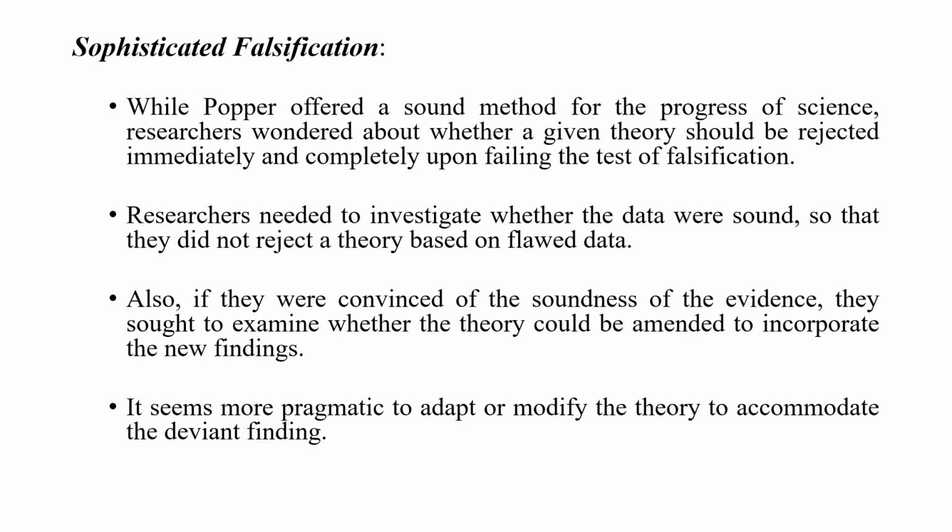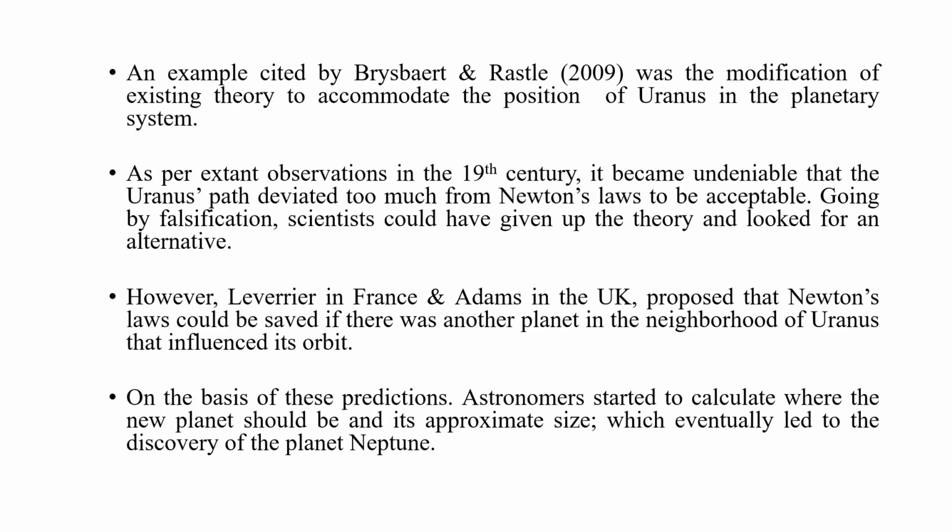So it seems a more pragmatic approach that we modify the theory a little bit to see if the findings can be accommodated within the same theory rather than throwing away the theory altogether. An example cited by Brisbane and Russell is the modification of the existing theory to accommodate the position of Uranus in the planetary system. As per extant observations in the 19th century, it gradually became undeniable that Uranus' path deviated too much from Newton's laws to be acceptable.